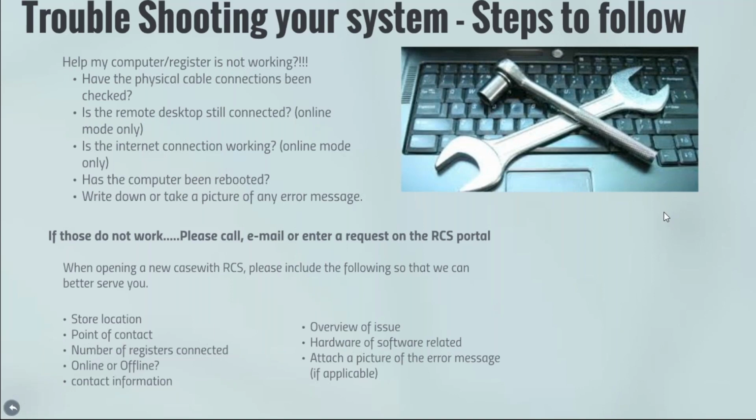Are you in online or offline mode at the time it's happening? If you're getting an error message in offline mode, make sure you specify that so we can, again, fit the right specifications around that. Contact information, again, just making sure we have the point of contact, but also phone number, email, or the best method of contact to get in touch with you, so our technicians have that right up front.